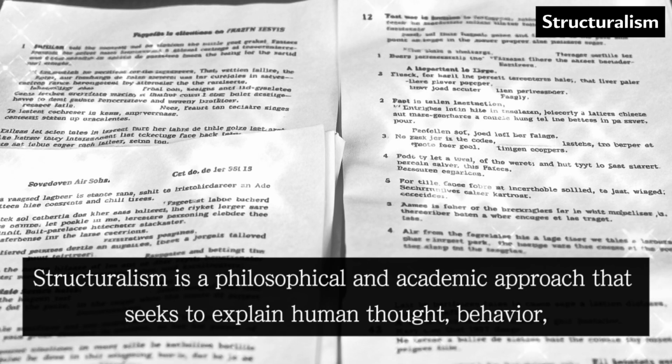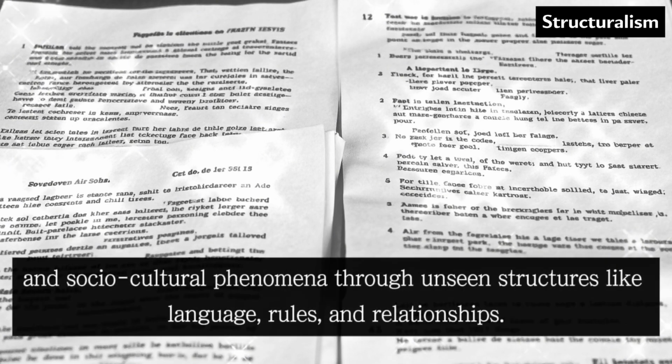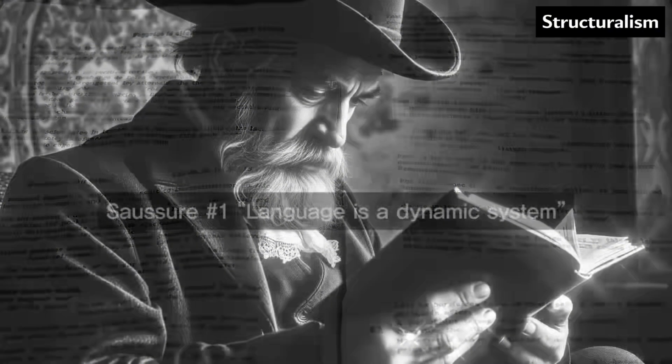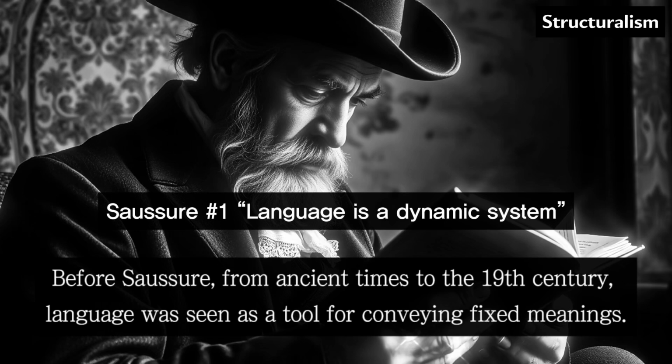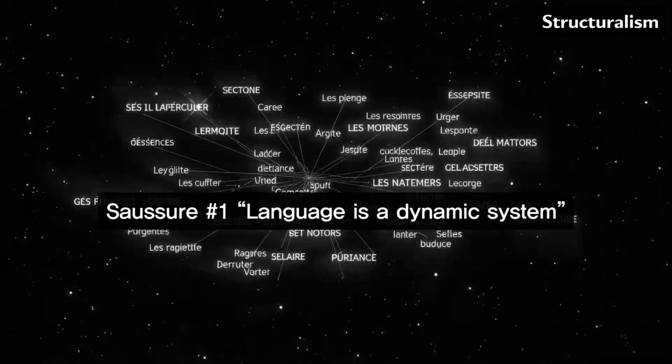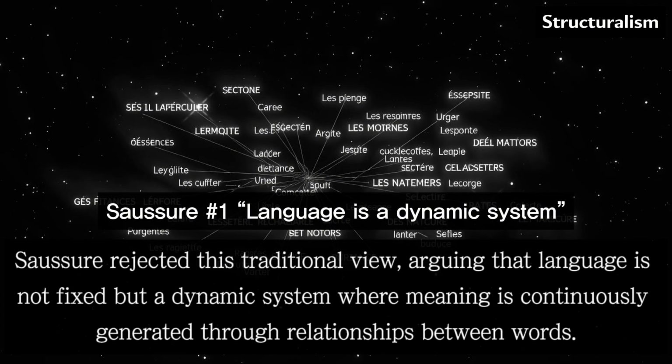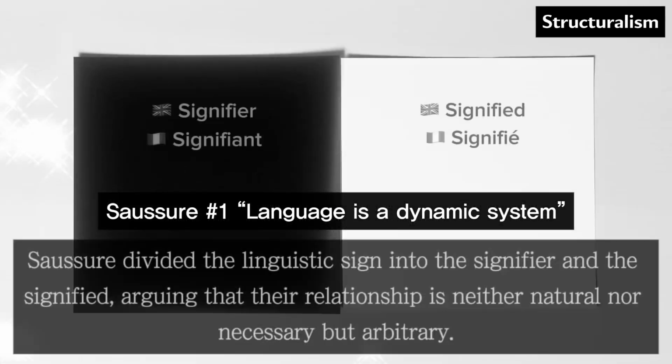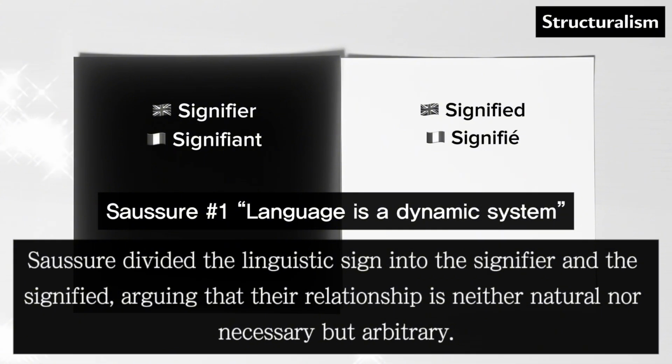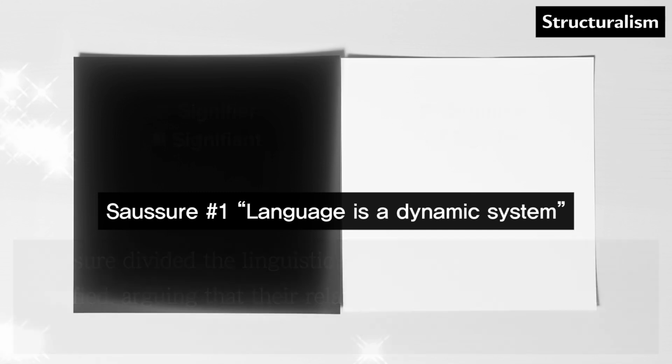Structuralism is a philosophical and academic approach that seeks to explain human thought, behavior, and socio-cultural phenomena through unseen structures like language, rules, and relationships. Before Saussure, from ancient times to the 19th century, language was seen as a tool for conveying fixed meanings. Saussure rejected this traditional view, arguing that language is not fixed, but a dynamic system where meaning is continuously generated through relationships between words. Saussure divided the linguistic sign into the signifier and the signified, arguing that their relationship is neither natural nor necessary but arbitrary.